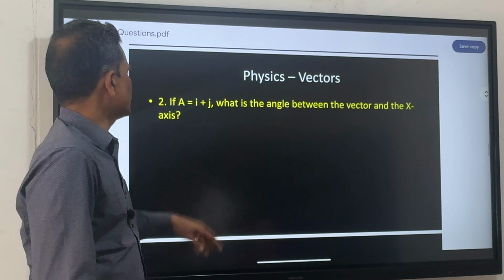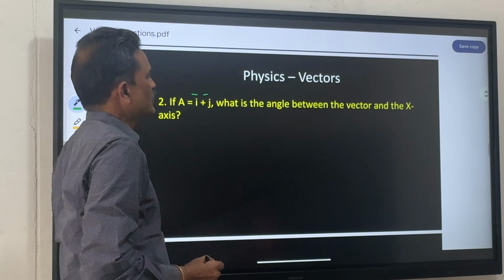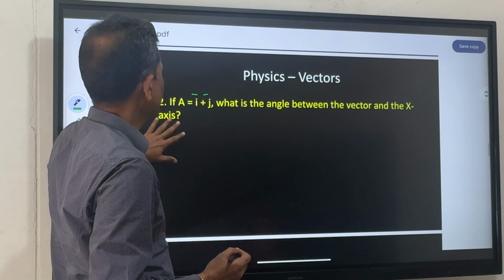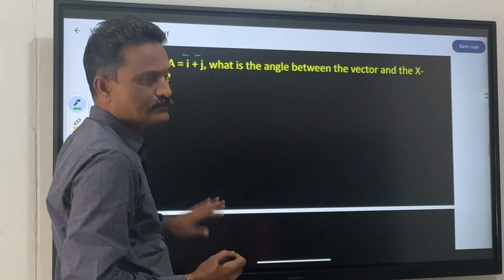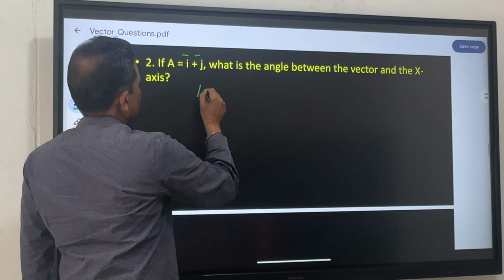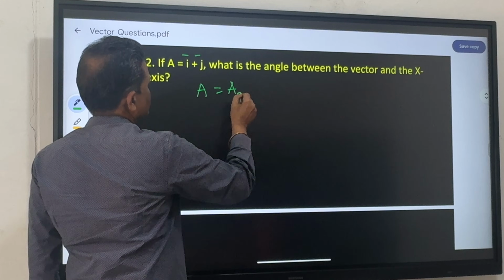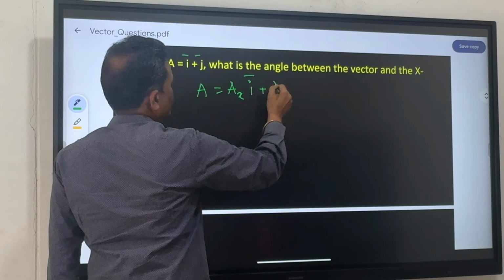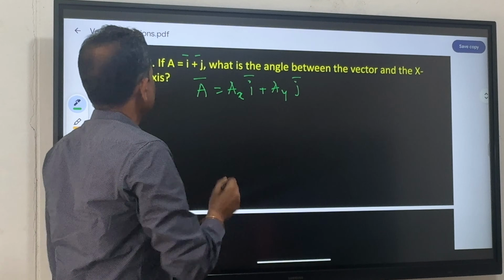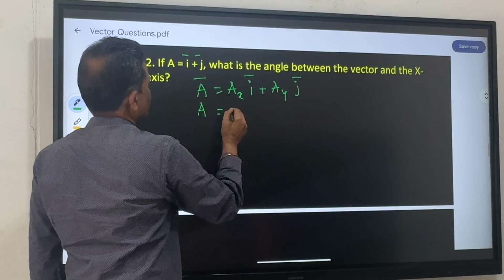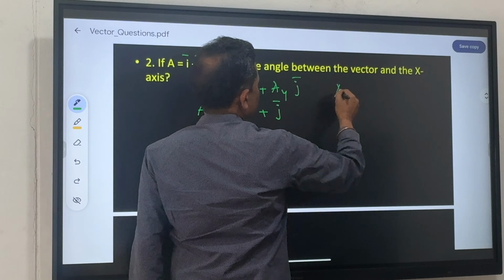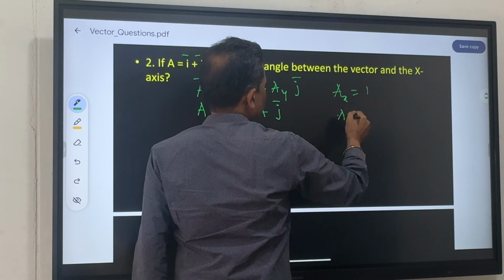Question, if A is equal to i plus j, it is a vector. What is the angle between the vector and the x-axis? This question can be answered in many ways. Now let us do the first method. Compare this vector with the standard form of the vector, that is Ax i plus Ay j. When I compare this with the given vector, i plus j, that means Ax is equal to 1 and Ay is equal to 1.